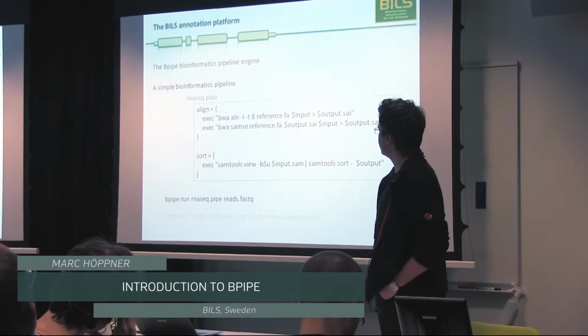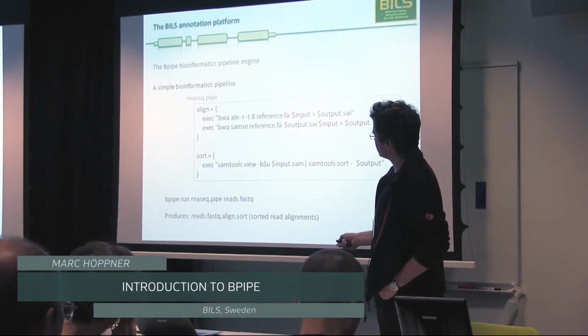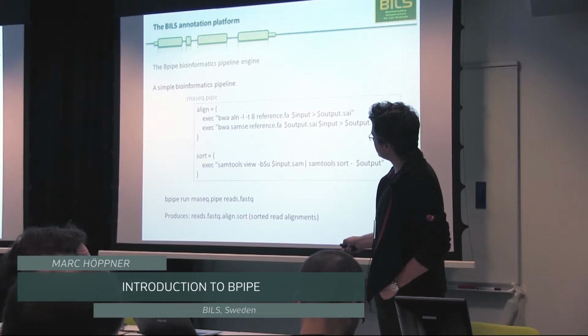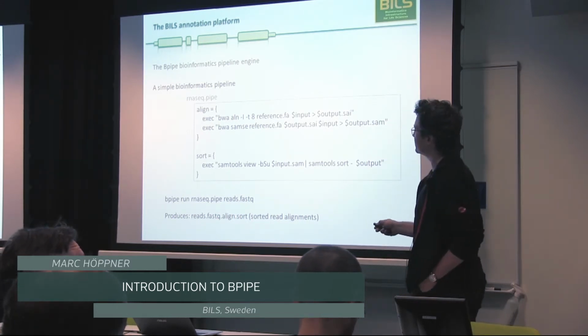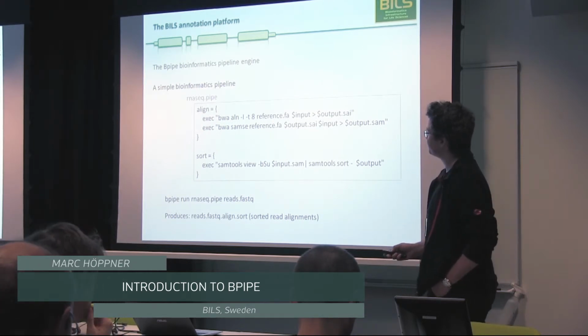Again, we can run this, and it will produce, in this case, a sorted output. And you will already know that the name of this file is named after the stages that are being run. This behavior can be changed, but it's kind of a built-in feature that Bpipe has.